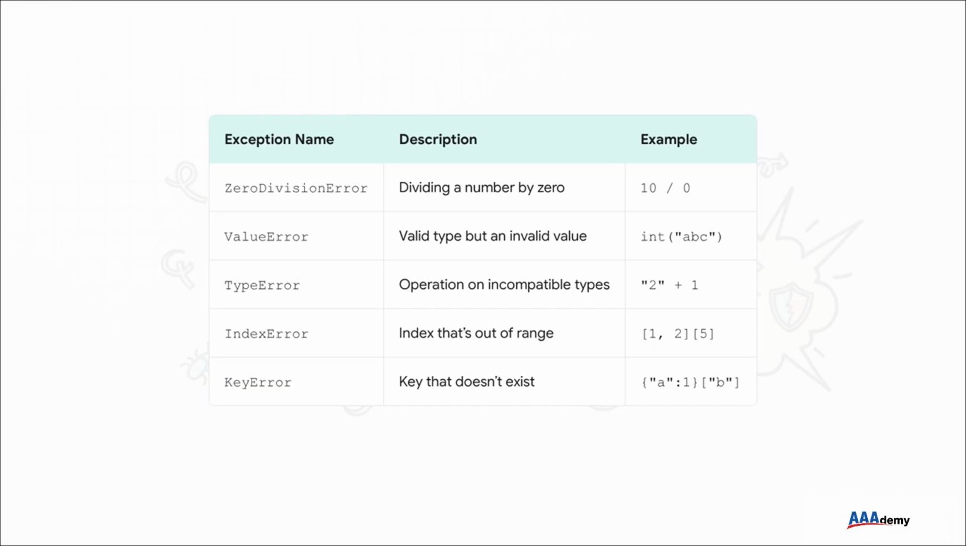And here are a few other common ones you'll run into all the time. A TypeError is when you mix things that don't mix, like adding a string to a number. An IndexError is when you try to access an item in a list that isn't there, and a KeyError is the same thing but for dictionaries. Knowing these by name is a huge advantage.